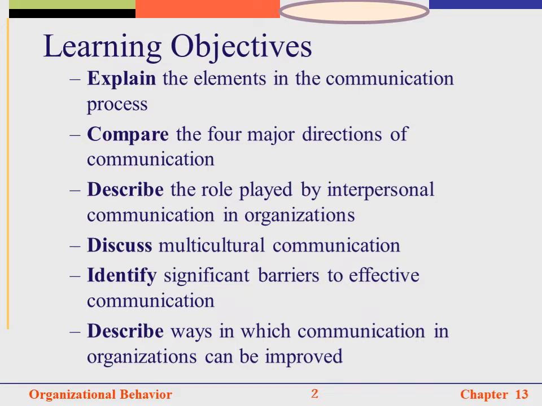The learning objectives of this chapter: first, we will explain the elements in the communication process, and in a separate section we will compare the four major directions of communication. Then we will describe the role played by interpersonal communication in organizations, and we will discuss in this part the information technology needed for communication. Then we will discuss multicultural communication. After that we will identify significant barriers to effective communication, and describe ways in which communication in organizations can be improved. We might take all these learning objectives in two parts.